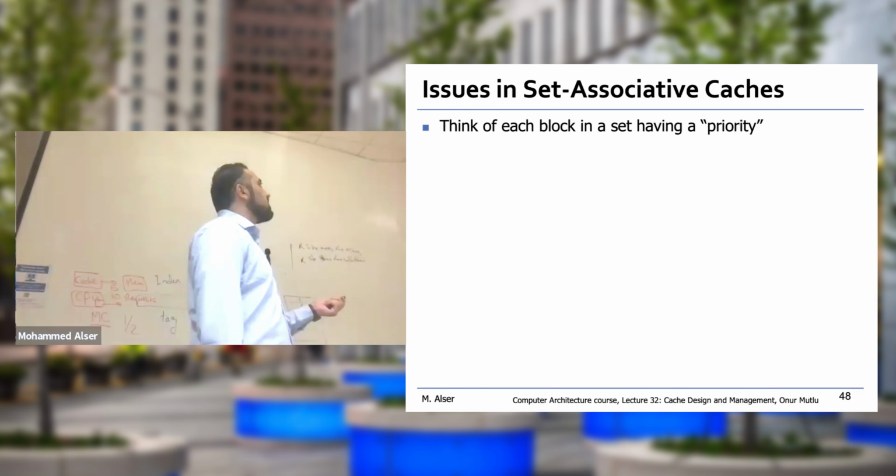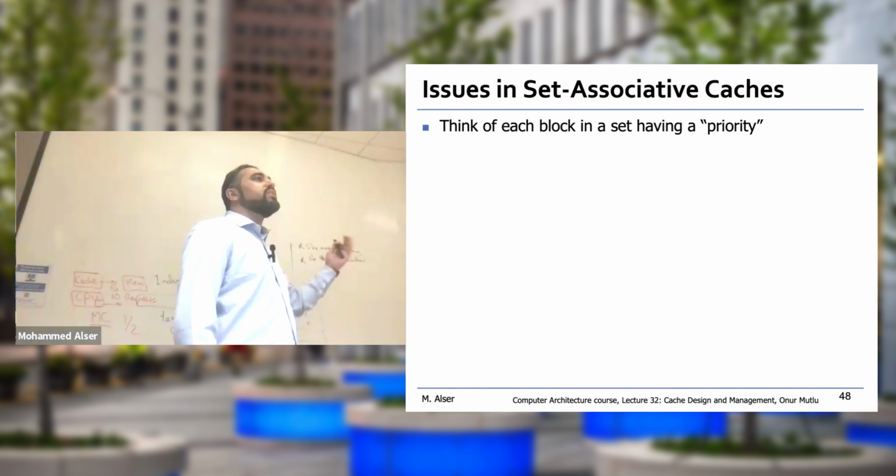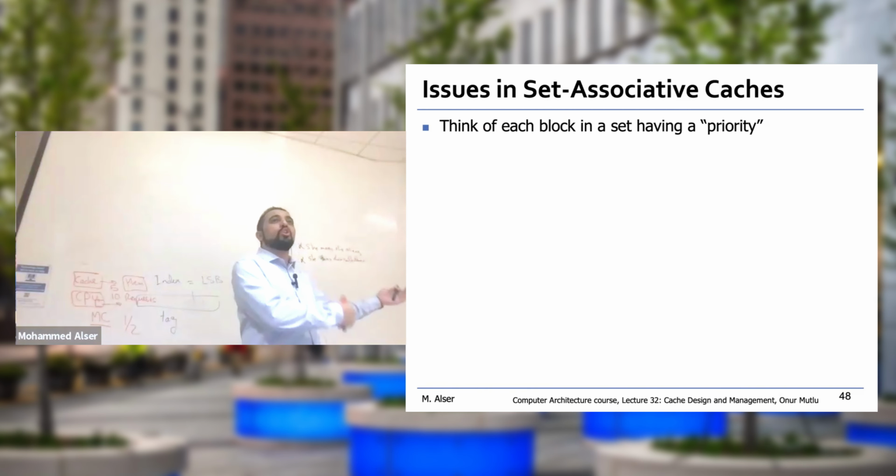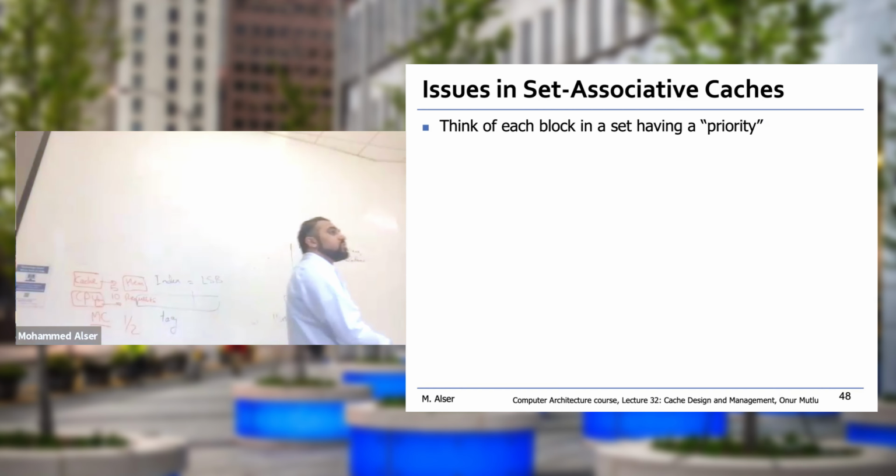So what are the issues in a set associative cache? Why are we talking a lot about n-way associativity? If you remember last lecture, I told you that this is the norm for all modern CPUs. So any modern CPU should use n-way associativity, not the direct map, not the full associativity.